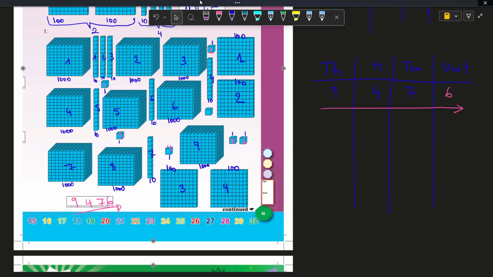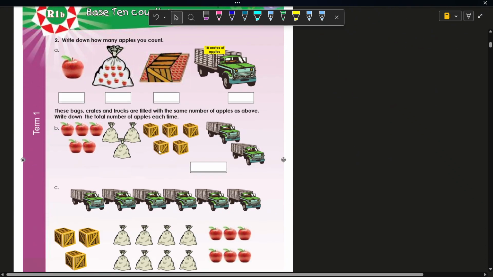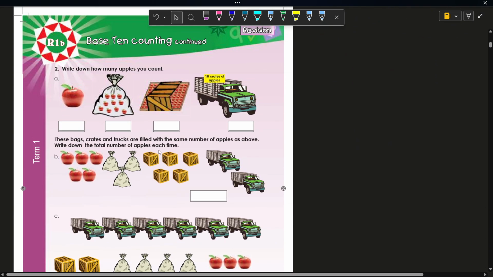Now let's move to the next exercise. Okay, I think it's going to be exercise number 2. Right. So it's number 2A. I think the first step will be to label. We're going first to label all these apples. Okay, because you can see here we've got apples that are grouped together. So first of all, we see this is a single apple. So this is a unit. So we got the unit, the single apple.